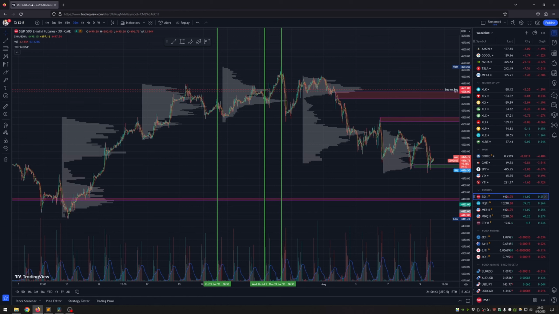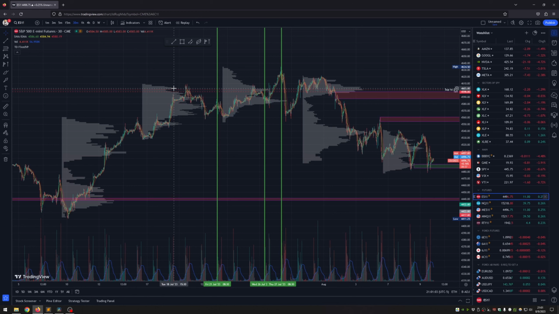So as you can see on this 30-minute ES chart that we have pulled up, we have a weekly volume profile, and that is notated by the gray areas over here. If you're not sure what a volume profile is, that's okay. I'll very quickly explain it for you.